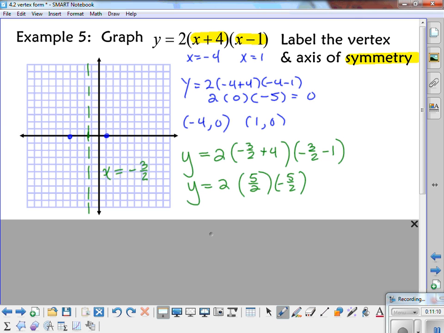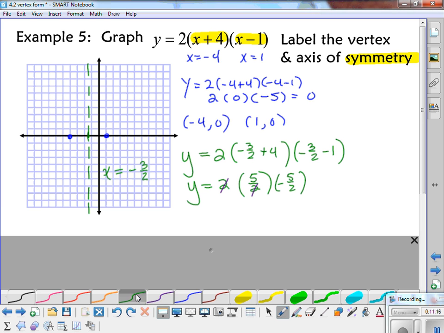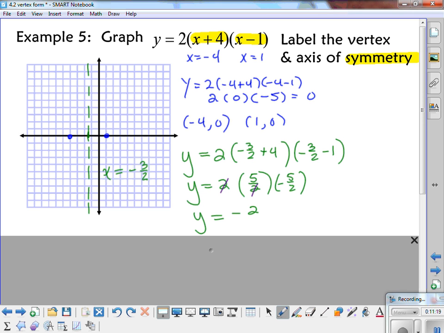All right, so now I can cancel one of my 2's out, right? What's 5 times 5? 25. So it equals negative 25 over 2, which is negative 12.5. So my vertex is going to be at negative 1.5, negative 12.5.